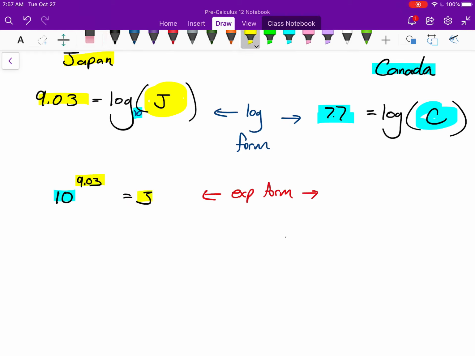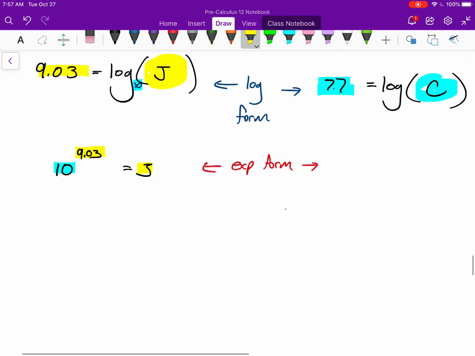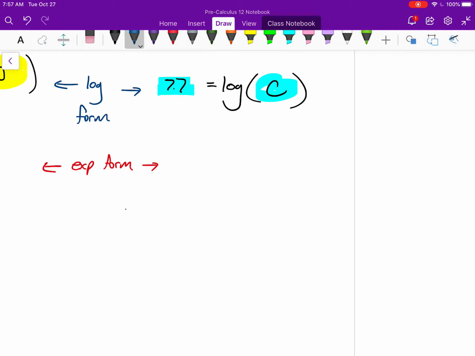Notice the input of the logarithm becomes the output of my exponential equation. Honestly, 10 to the power of 9.03, I could just type into my calculator right now. I'm not going to. It's some big number. But that'll tell me how many times more powerful the Japanese earthquake was compared to this A naught earthquake. Well, for the Canadian earthquake, again, this log is log base 10. So this means 10 to the power of 7.7 equals C.